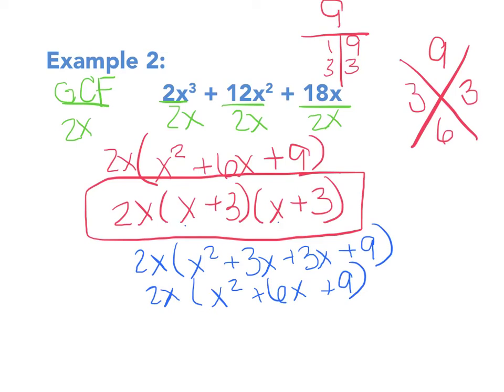So 2x times x squared is 2x cubed. 2x times 6x is 12x squared. And then 2x times 9 is 18x. And this definitely does check out because as we can see, this trinomial matches our original trinomial.